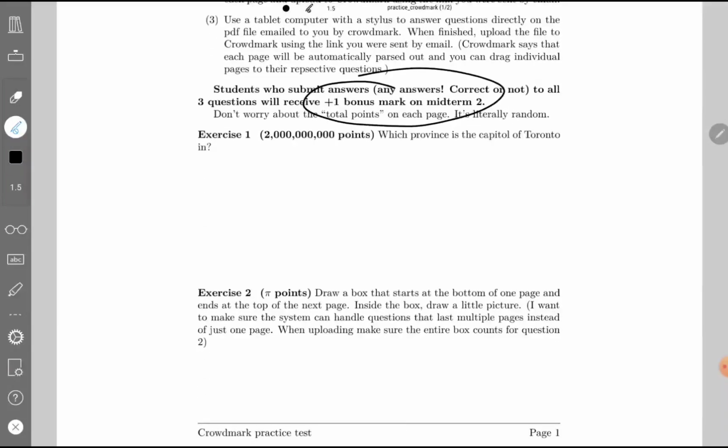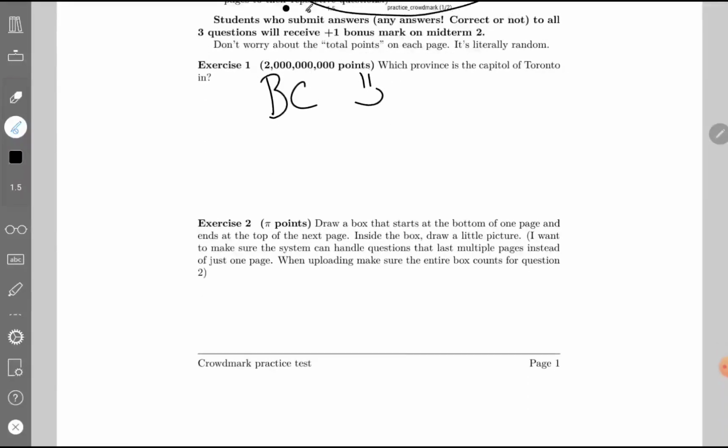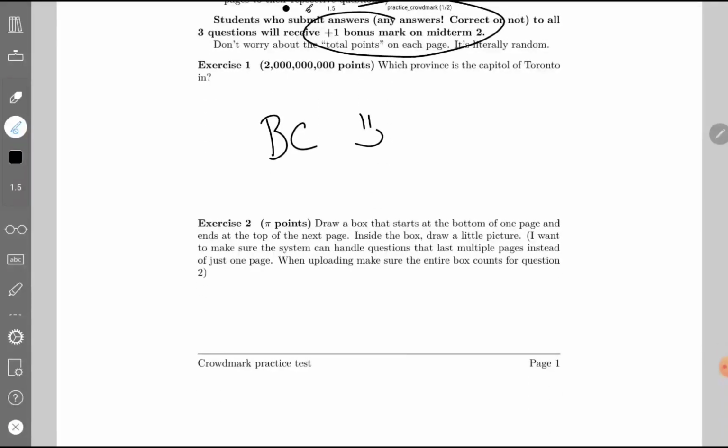Number 1, you can even lie. What province is the capital of Toronto? That doesn't even make sense. I meant the capital of Canada, but whatever. The question doesn't even make sense, but who cares? We're going to say it's in BC. Number 2, this one's worth, the last one was worth 2 billion points. So hopefully I get that one right.